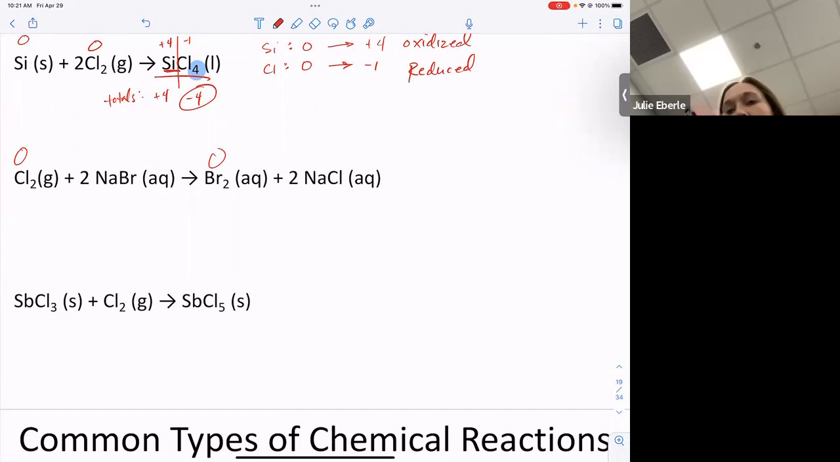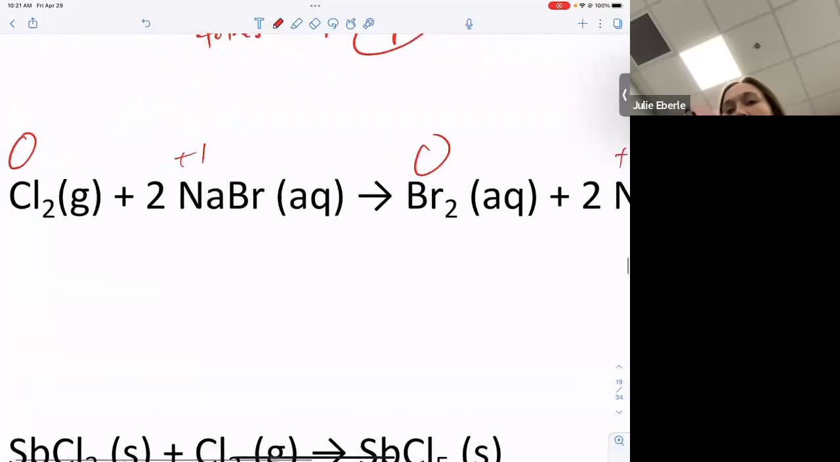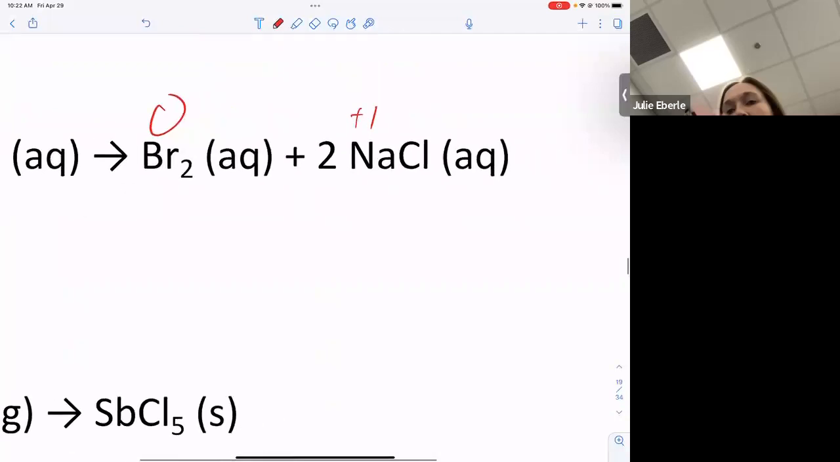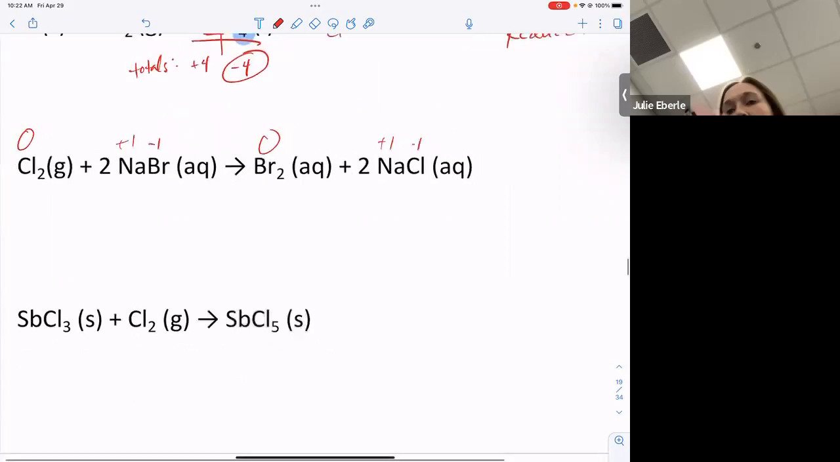It should be a +1. Yeah, sodium's a +1. Its oxidation number will match its charge as an ion. It's main group 1, so it's a +1. Okay, what about bromine here when it's matched up with sodium? What is bromine? -1, good. And then what is chlorine over here when it's matched up with sodium? -1. Okay, so we got everything assigned.